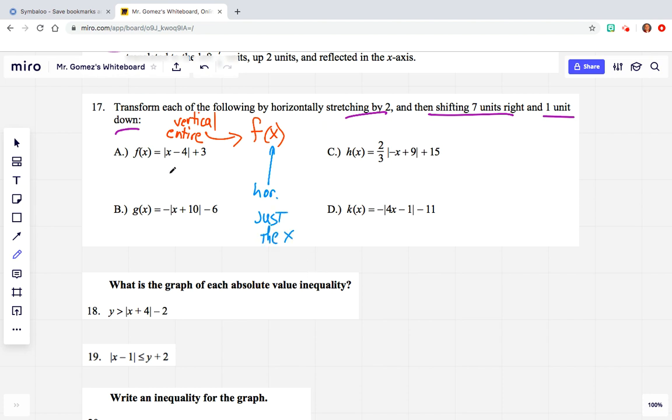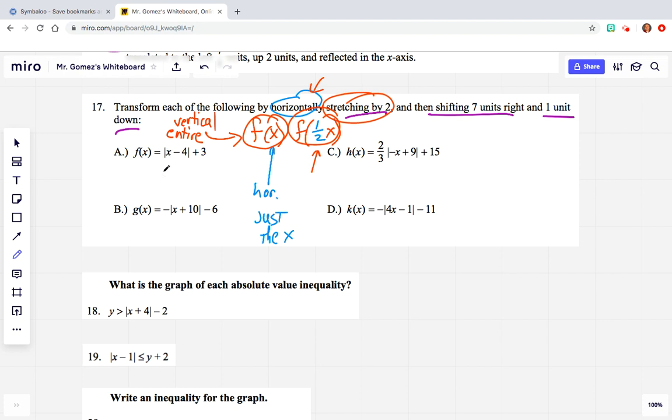Okay, so let's look at A. If we're going to stretch this horizontally, that means we're going to be with the x. What we're going to do is basically stretch it horizontally. Remember, with the x, it looks opposite. We're going to go inside with the x, and it would look something like this. So this f of x will become f of 1/2 of x. Again, at first glance, this 1/2 is horizontal because it's with the x. But at first glance, it looks like a compression. But because it's with the x, we do the opposite. So it's not going to be a compression. It will, in fact, satisfy this stretch by 2.